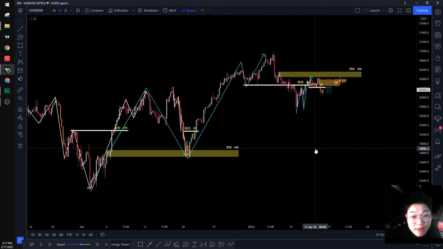On the 4 hour time frame, we can see that the market creates a higher high and a higher low structure. At this time it has already broken out. The BOS has already broken out, therefore the down movement is already created. And at this time, we have two plays to take profit.